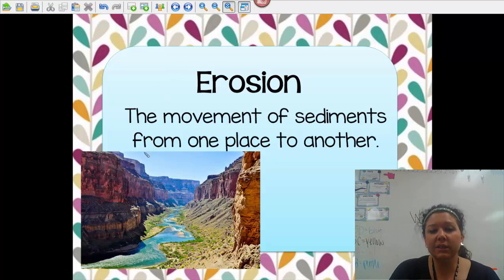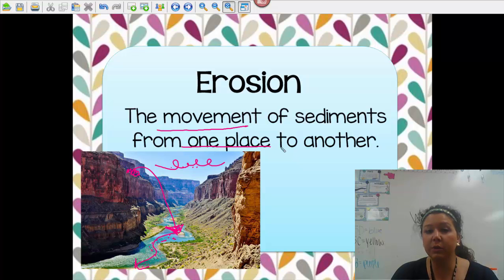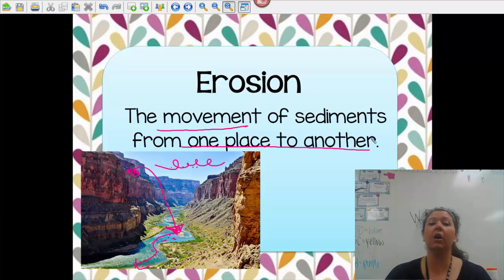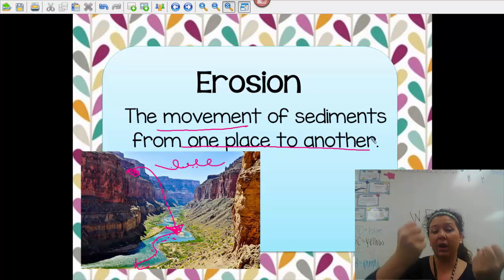Okay, so then when the sediment breaks off of this rock, it might fall into the water. The water is going to carry it. When that sediment is moving in the water or it's moving in the wind, it's moving from one place to another. When it's actually moving in the air or moving in the water, we call that erosion. Okay? Weathering is when it broke off.